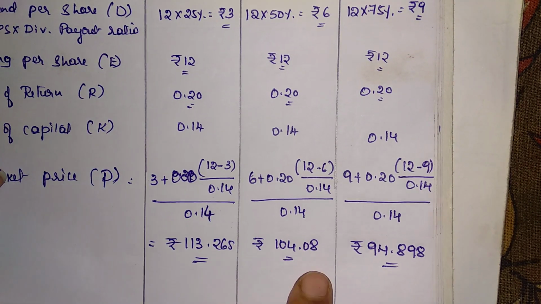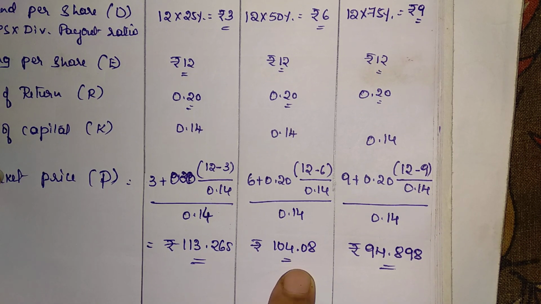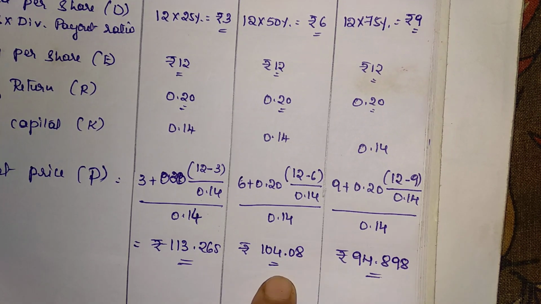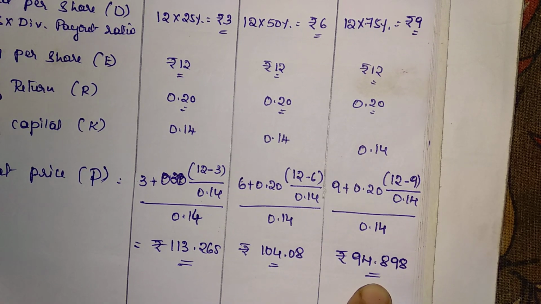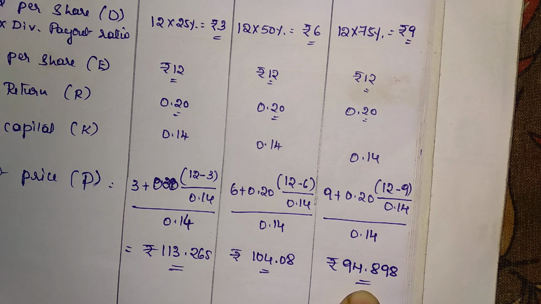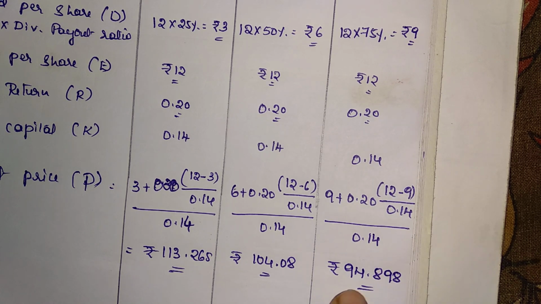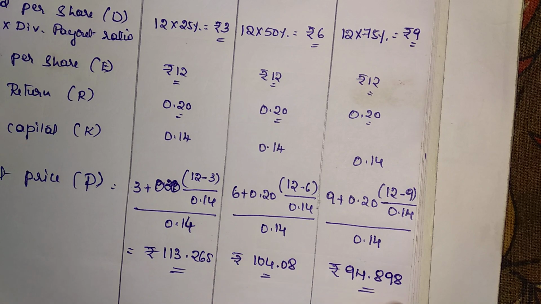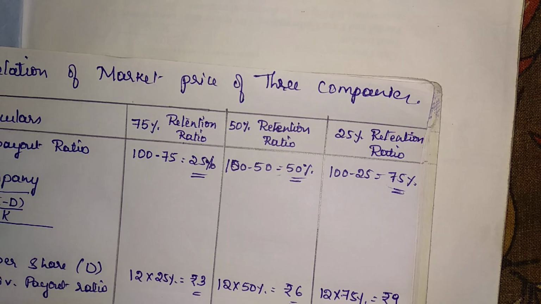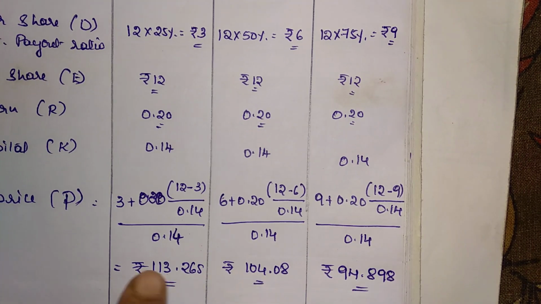When payout ratio increases to 50%, the market price reduces to 104 rupees 0.08. And when dividend payout ratio increases to 75%, the market price reduces to 94 points. You can see when dividend payout ratio increases, market price keeps declining. When retention ratio increases, market price keeps on increasing.